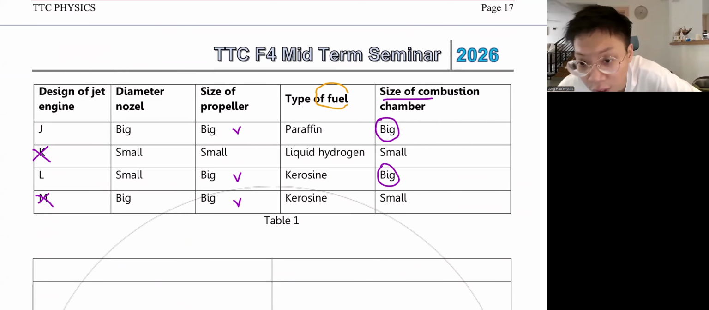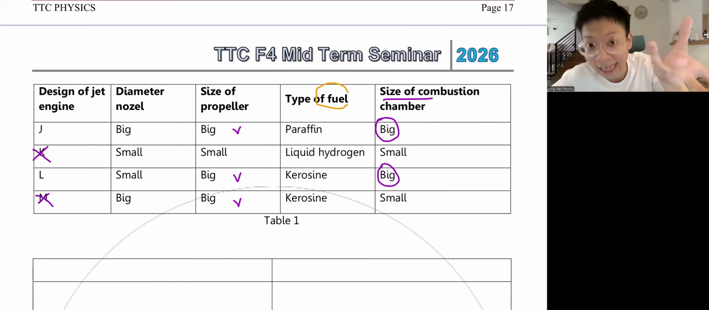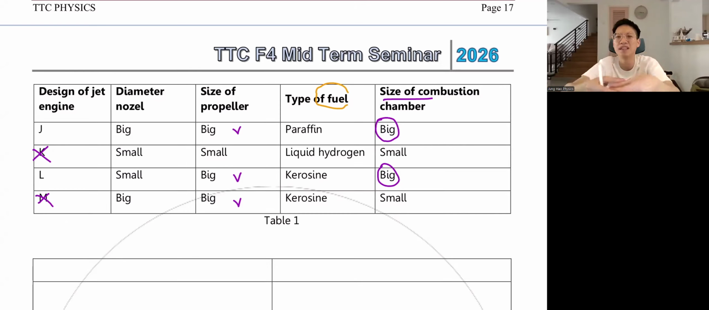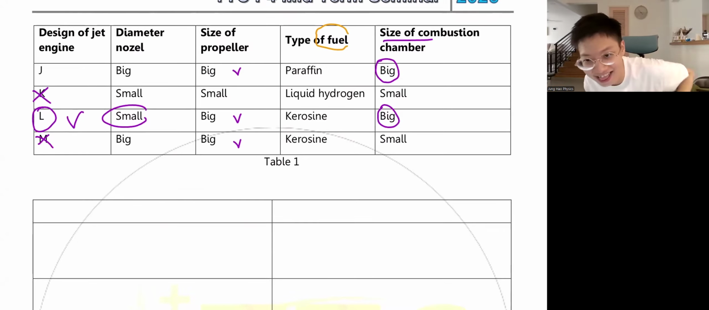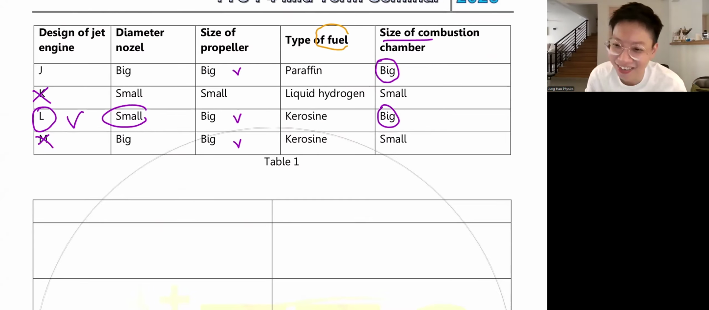Correct? Why do I want a big combustion chamber? Because if you want to burn the engine, right? Correct? Not burn the engine, but burn the petrol, right? You need a big space so that you can have more place to burn, right? If you burn a little bit, it is very hard. So therefore, finally, the diameter of the nozzle must be small. So my answer is actually L. Okay, can? Okay, so let's write this essay.